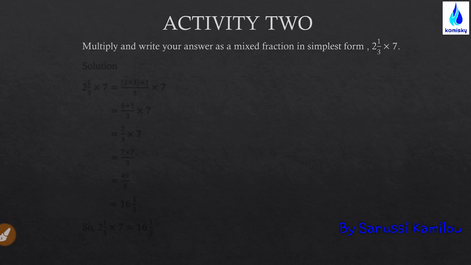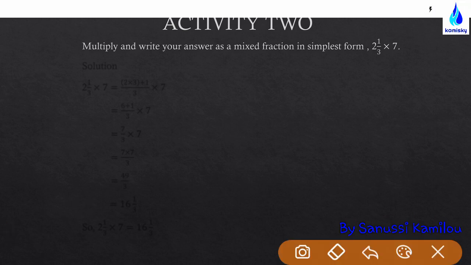So watch out. Look at activity 2. Multiply and write your answer as a mixed fraction in simplest form. Look at the question: 2 whole number 1 out of 3 times 7. So what do we do? The first thing is to change the mixed fraction into an improper fraction. We are having 2 whole number 1 out of 3 times 7.